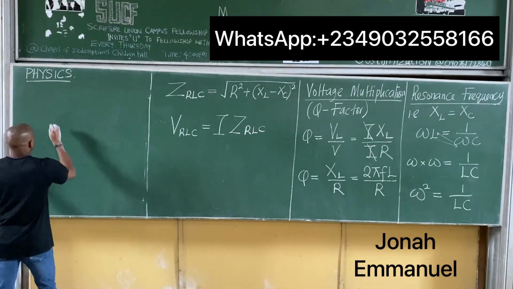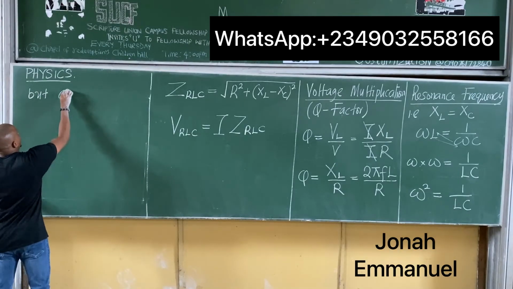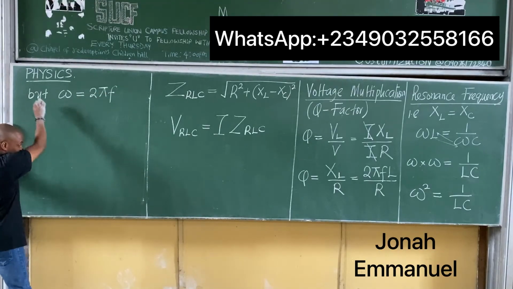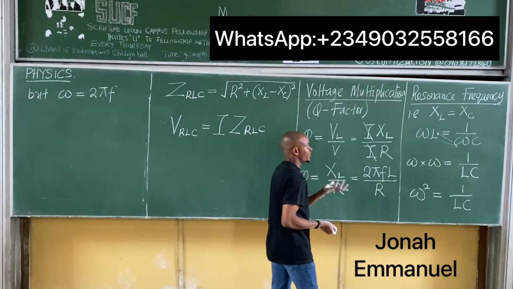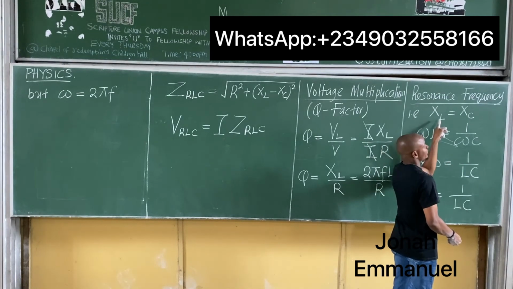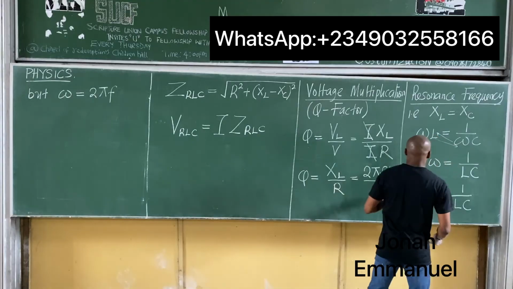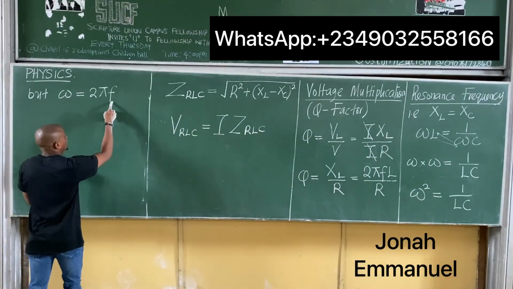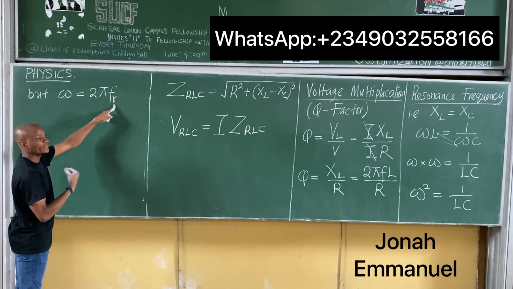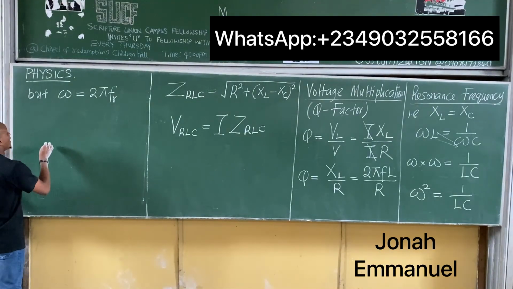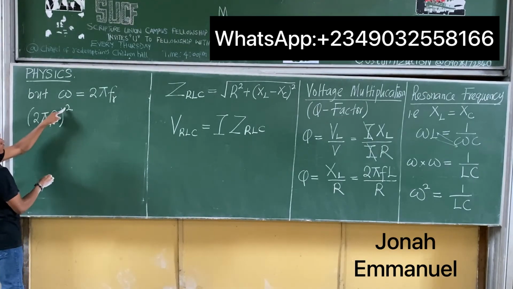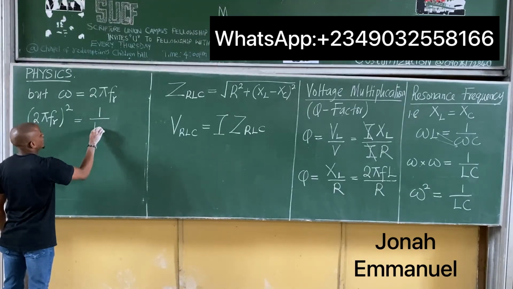But I know that angular frequency omega is equal to 2 pi f. In this case, since I'm considering resonance frequency, and since I'm equating reactance of inductor to reactance of capacitor, what I have here is not just 2 pi f, but 2 pi f r. I'm changing to r because I'm considering resonance frequency. So omega squared becomes 2 pi f r squared, and omega squared is equal to 1 all over LC.